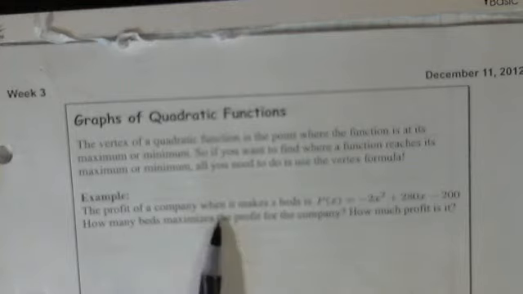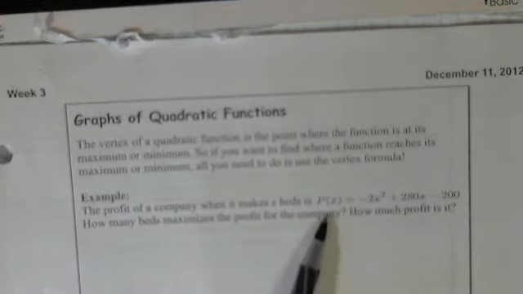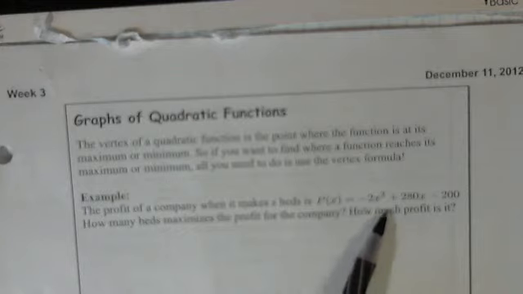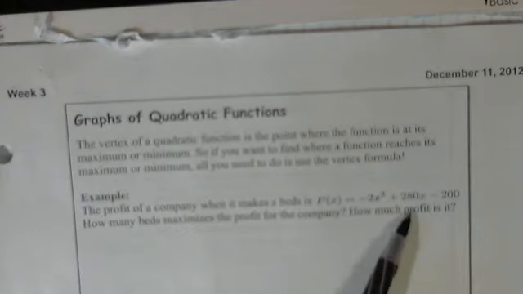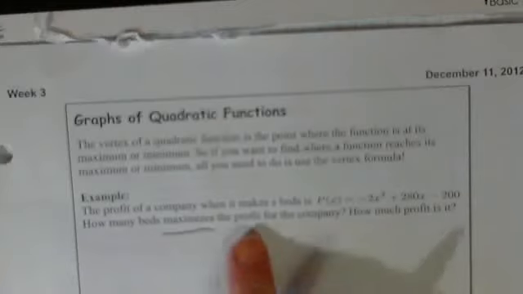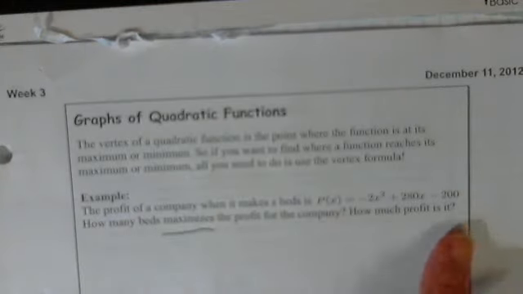The profit of a company when it makes x beds is P of x equals negative 2x squared plus 280x minus 200. How many beds maximizes the profits for the company? How much profit is it?